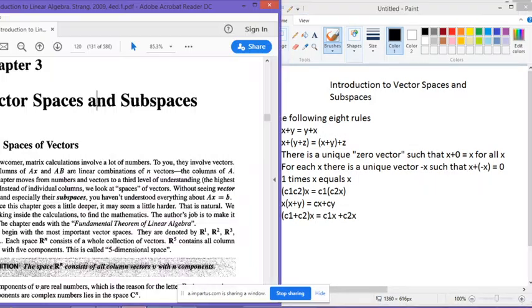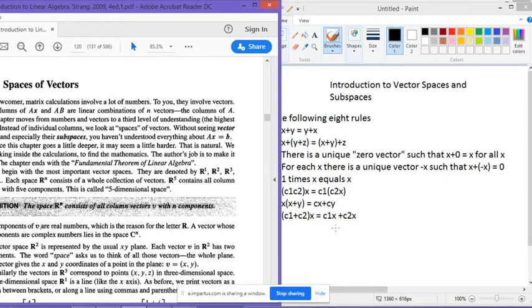So today we're going to discuss vector spaces and subspaces. So let us look at our screen.